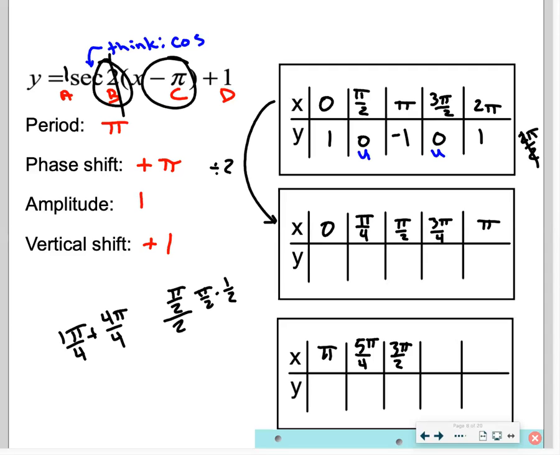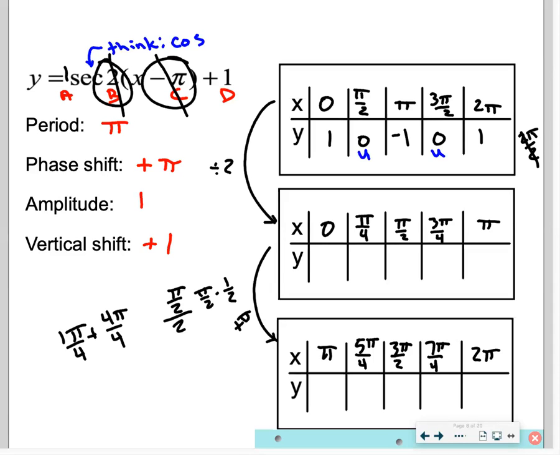3 pi over 4 plus pi, if I found common denominators, it'd be 7 pi over 4. And then pi plus pi is 2 pi. And then you're done with that one. Okay, so from here to here, what did I do? I added pi.